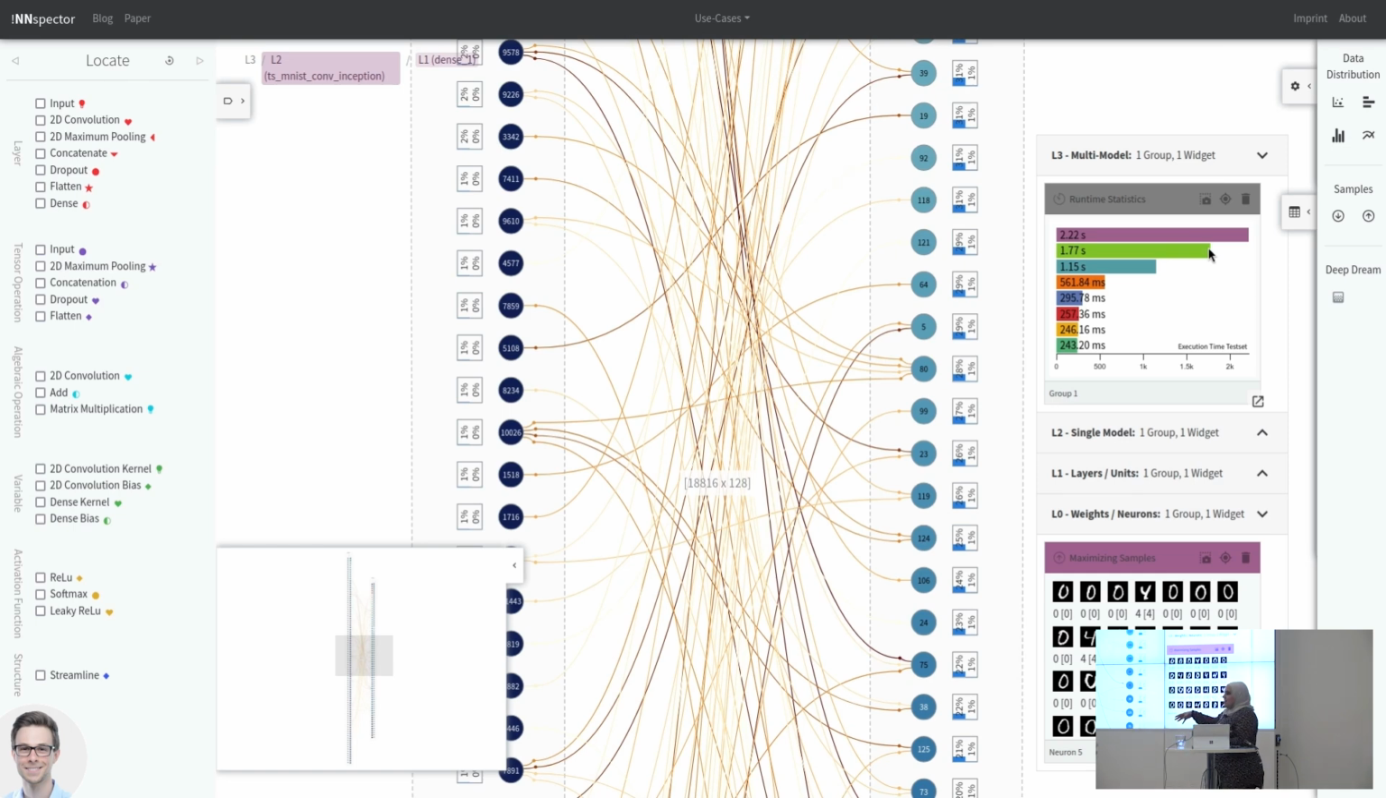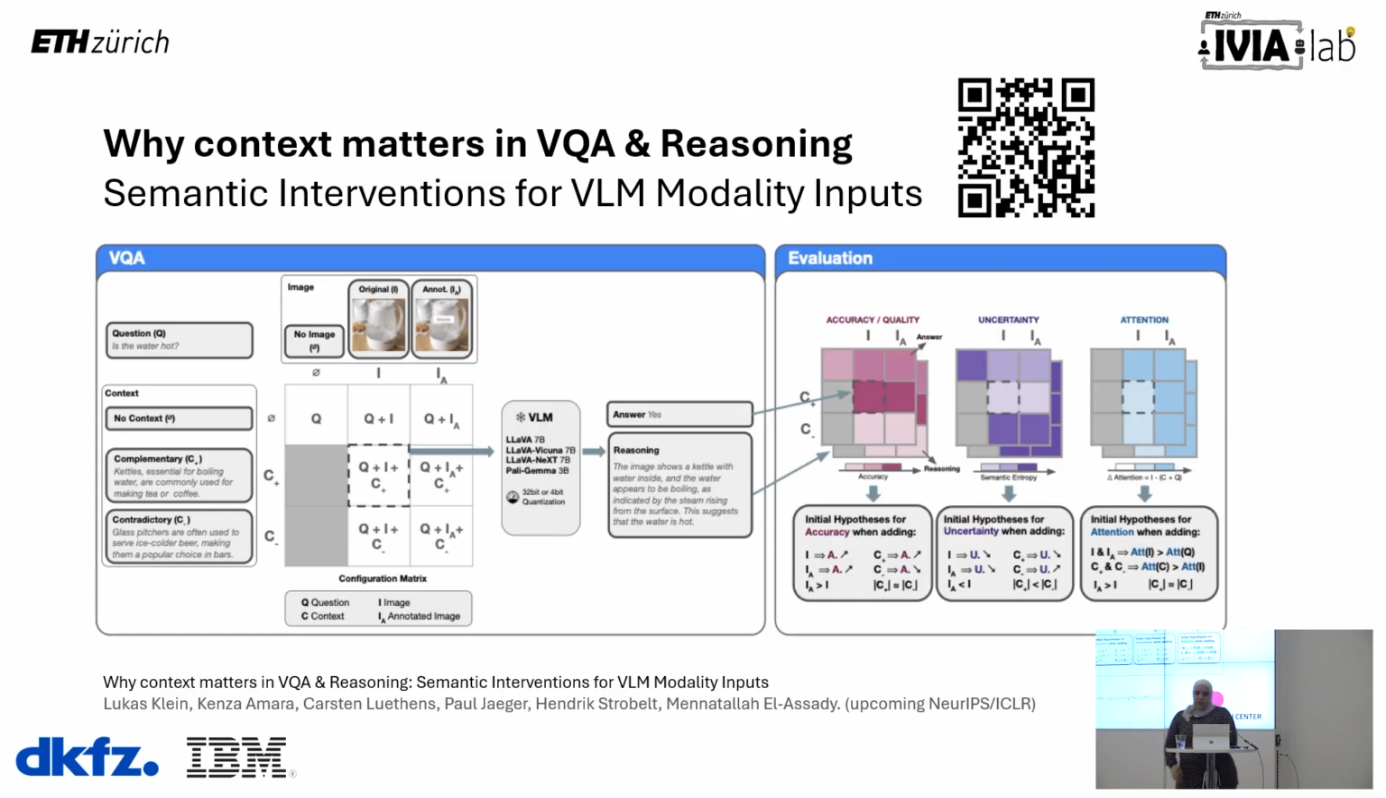Say we have found one particular model behavior that we want to explain more. We might want to figure out what the model actually cares about. So in a recent collaboration with IBM, we were looking at what context matters when it comes to visual question answering and reasoning. If we have a visual language model that takes into account a text and an image, can we play around with how the context of the image and the text matches in order to figure out, if we give the model a contradictory text and image versus a complementary text and image, how the behavior would change?